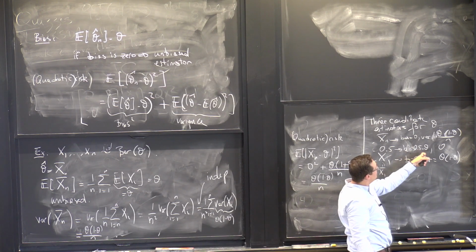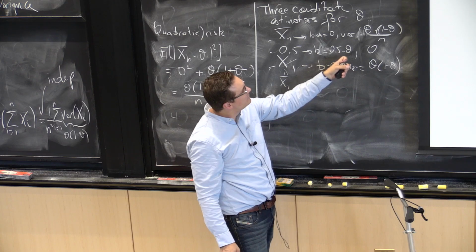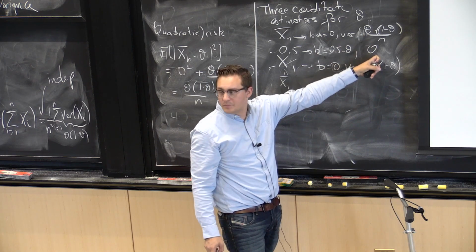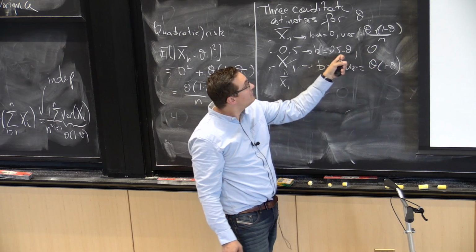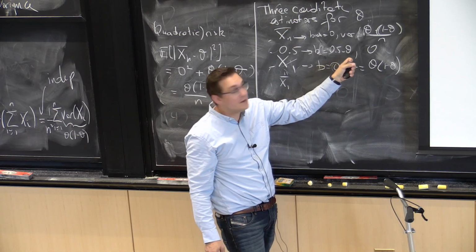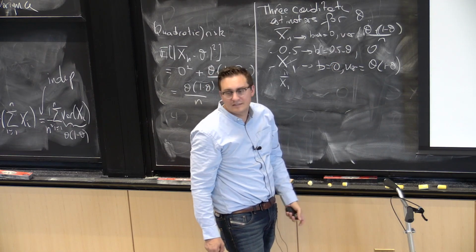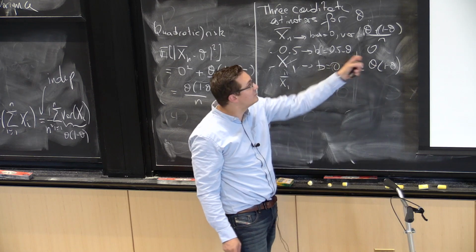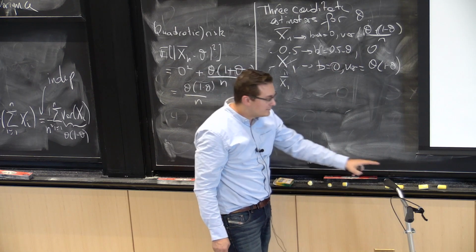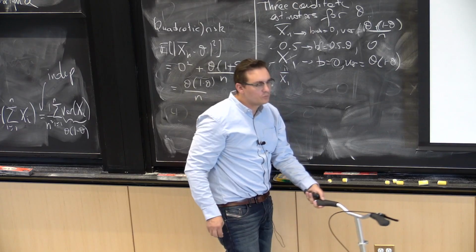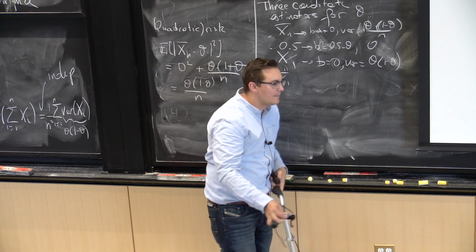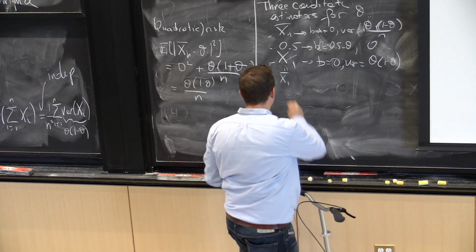But not this guy. If I look at the variance, it's 0. It's always beating the variance of this guy. And if I look at the bias, it's really not that bad, right? It's 0.5 minus theta. In particular, if theta is 0.5, then this guy is strictly better. And so you can now look at what the quadratic risk looks like.